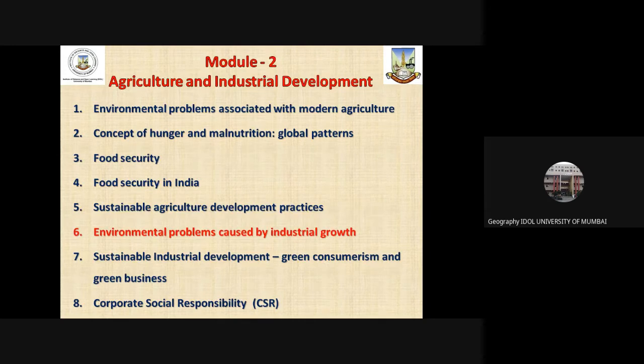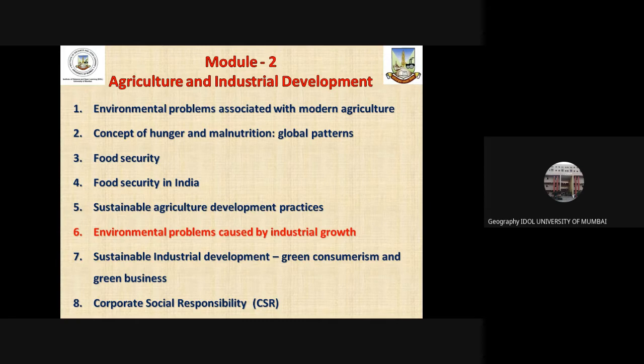We have been discussing, since the past couple of lectures, the second module, that is agriculture and industrial development. Till now, we have covered five points from this module, including environmental problems associated with modern agriculture, the concept of hunger and malnutrition and its global patterns, the concept of food security and its global patterns, food security in India, and various sustainable agricultural development practices.